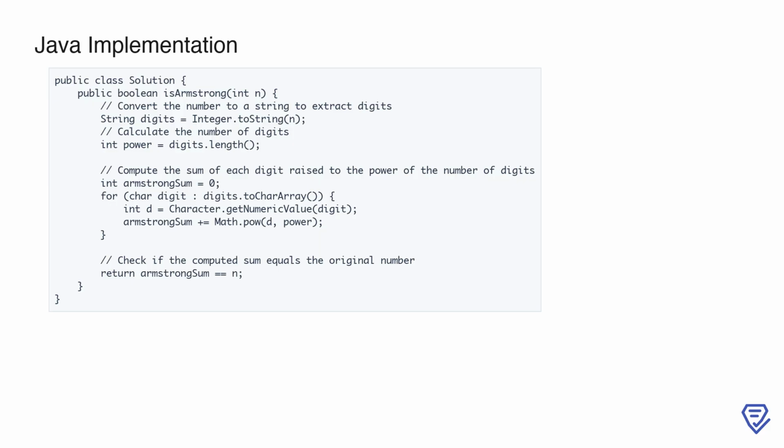This is the Java implementation of the Armstrong number problem, LeetCode number 1134. The logic mirrors the Python implementation, converting the number to a string to extract digits, calculating the number of digits, and computing the sum of each digit raised to the power of the total digit count. Java-specific differences include type declarations, the use of Integer.toString for conversion, and Math.pow for exponentiation. The method returns a boolean indicating whether the input number is an Armstrong number.